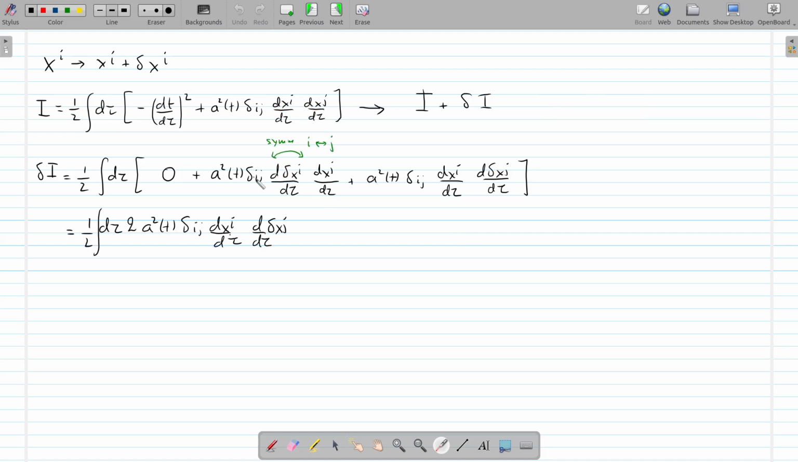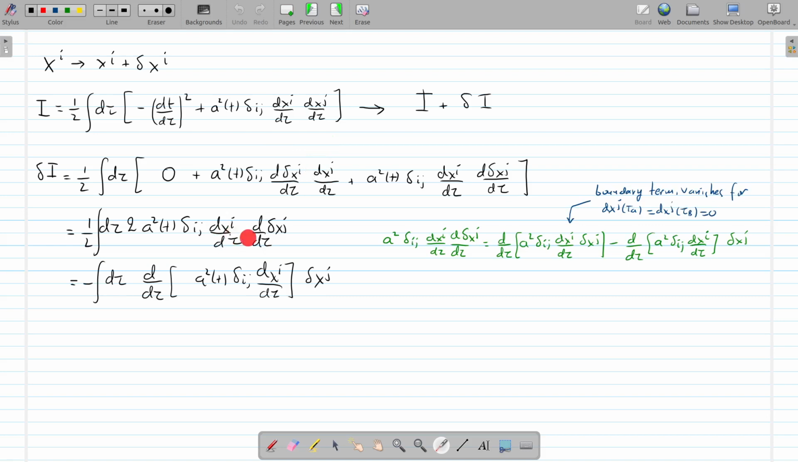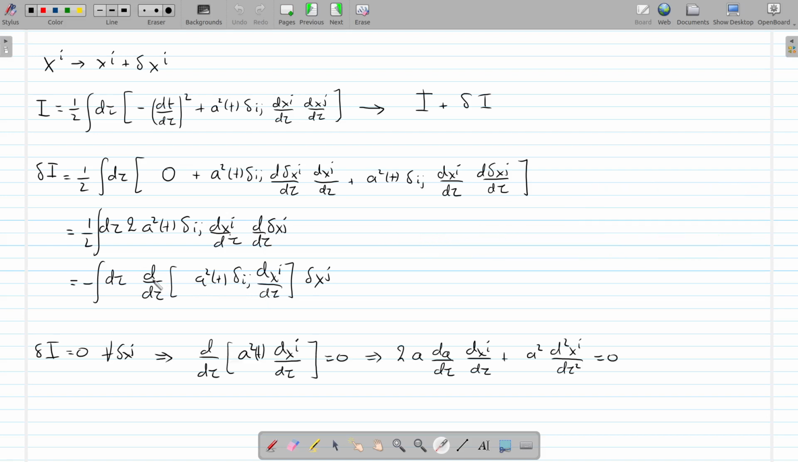Now, because of the symmetry of the Kronecker delta, those two terms are equal. Just relabel i and j here. So that will give us this term here. And by performing a partial integration, we change the sign, and we obtain the derivative of a squared delta_ij dx^i/d tau, by d tau. So again, this is true for arbitrary variations, therefore the integrand must be equal to 0.